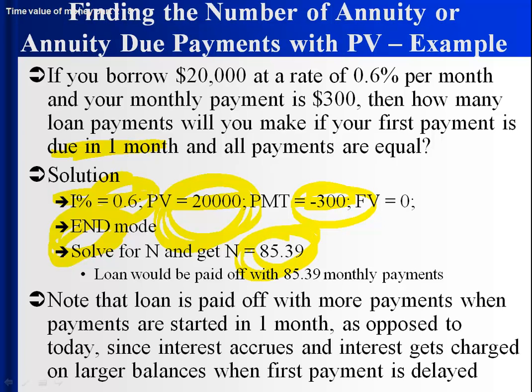And notice when we start making our payments in 1 month, we wind up needing a slightly larger number of payments because the loan has an opportunity to accrue some interest on a bigger amount of money. If we have 20 and we start payments right away, we're immediately down to 19.7, so there's less interest accruing on the loan, and so our $300 payments will get us to the end of the loan with a little fewer number of payments.